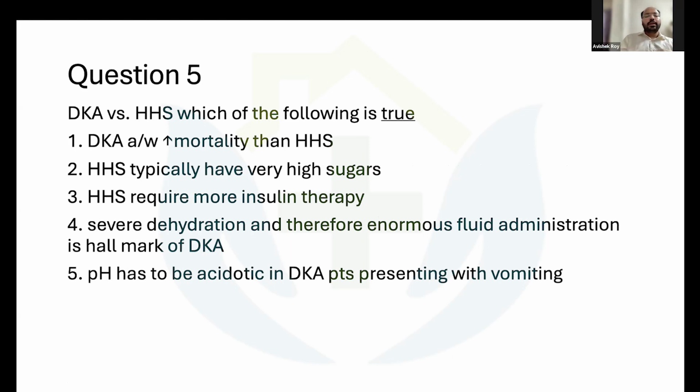And last question of the day: DKA versus HHS. Which of the following is true? I think every one of you will get it right. DKA associated with increased mortality than HHS. This is false. HHS has more mortality. HHS typically have very high sugars, which is true.